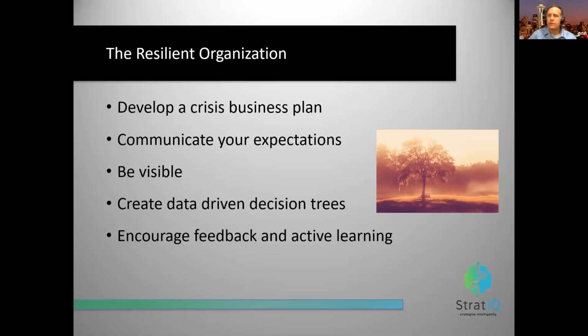Creating data-driven decision trees. When you think about all the information that's swirling out there, I spent quite a bit of my time as a military intelligence officer in the Army. One of the things that was most important about that experience is we wouldn't give recommendations or make decisions without having at least 3 to 5 points of confirmation before I gave my commander a recommendation.